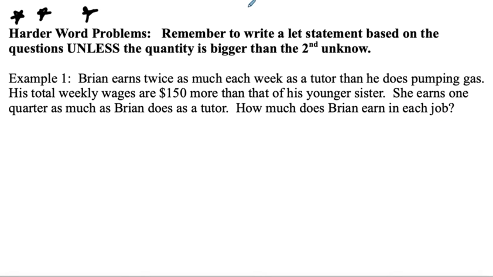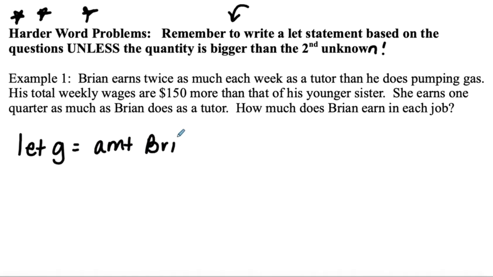Okay, so now remember, I said to you, write your let statement based on the question unless the quantity is bigger than the second unknown. So when I see we've got two jobs that we're trying to find about Brian, I decide which one he makes less at. If he earns twice as much a week as a tutor than he does pumping gas, well, that means pumping gas he makes less. So I'm going to let G equal the amount that Brian earns pumping gas.